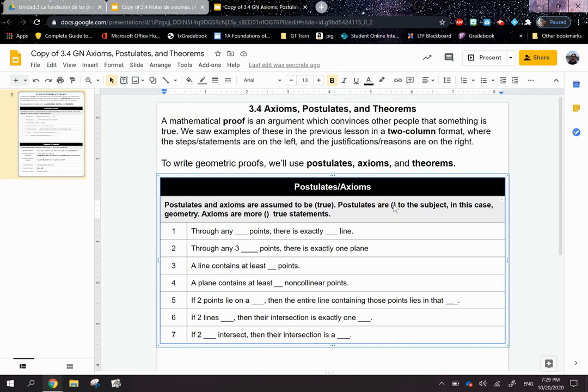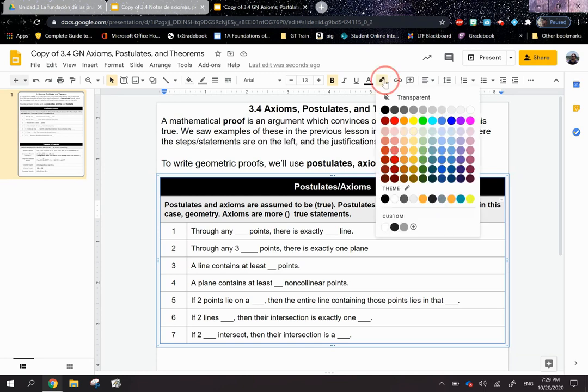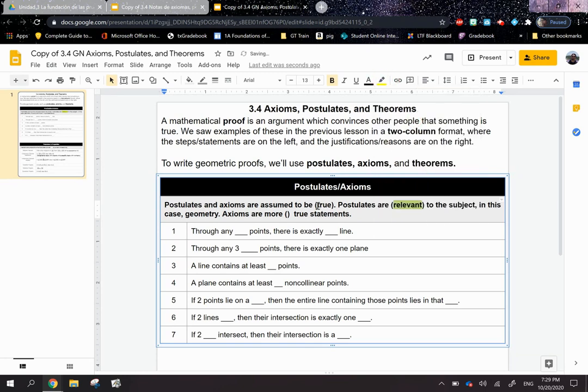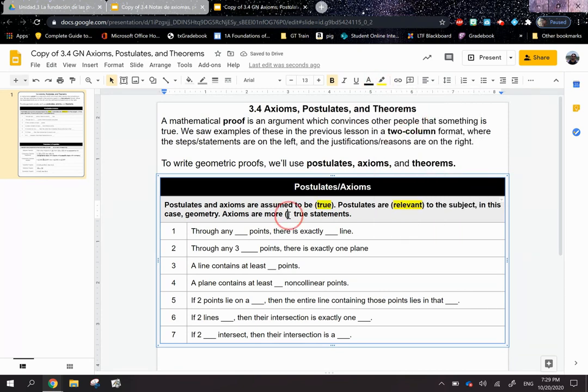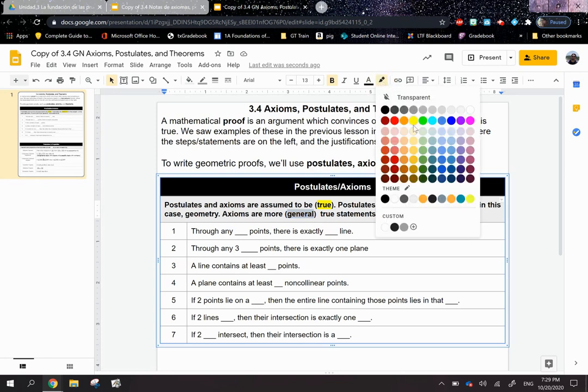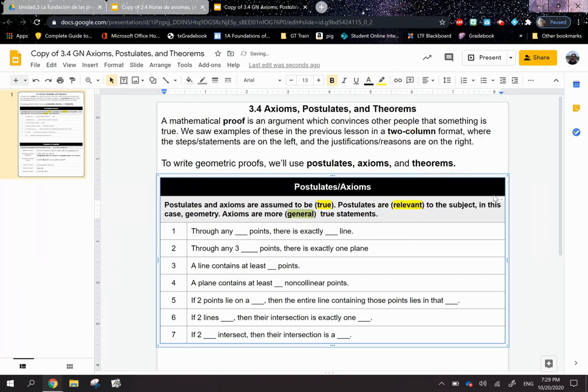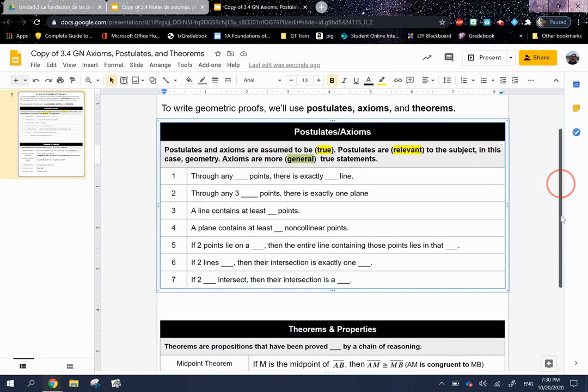Postulates are relevant to the subject, which in this case is geometry. So postulates that we use are geometric in nature because they are relevant to geometry. While axioms are more general true statements, axioms can apply even outside of geometry. So axioms are more for general cases, and postulates are more specific. They're more relevant to one type of math over another. So let's talk about some of our postulates and some of our axioms.